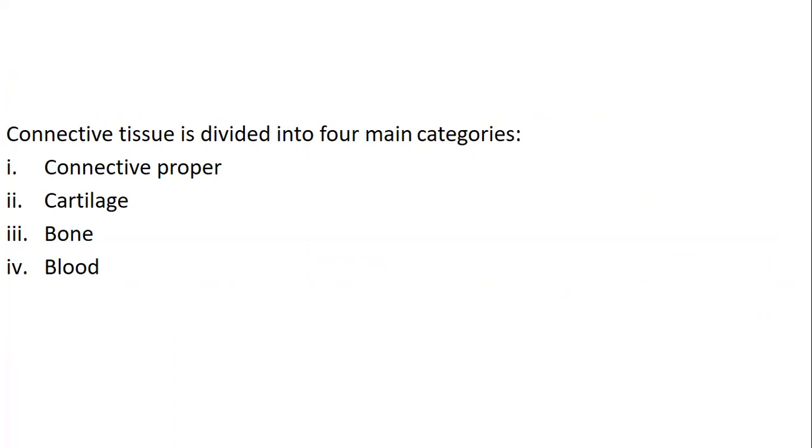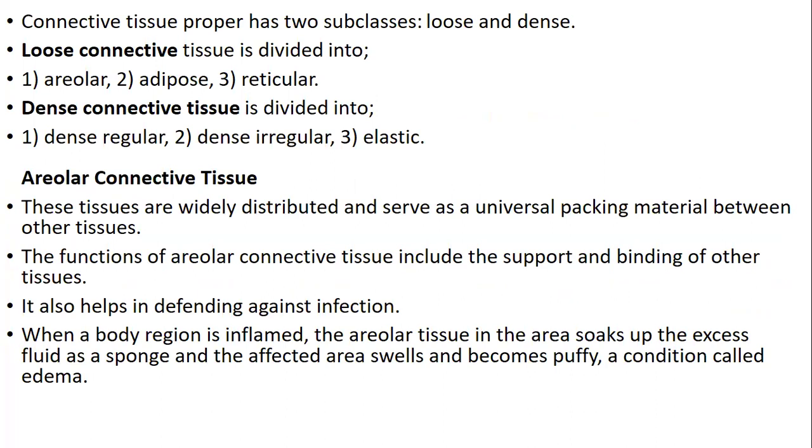Connective tissue is divided into four main categories. Number one is known as connective tissue proper, then cartilage, bone, and blood. Connective tissue proper has two subclasses: loose and dense connective tissue. Loose connective tissue is divided again into areolar, adipose, and reticular. Dense connective tissue is divided into dense regular, dense irregular, and elastic connective tissue.